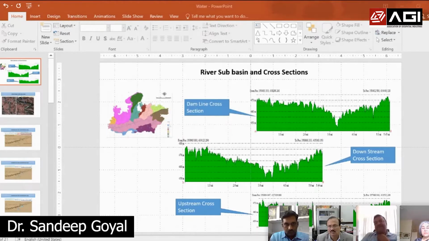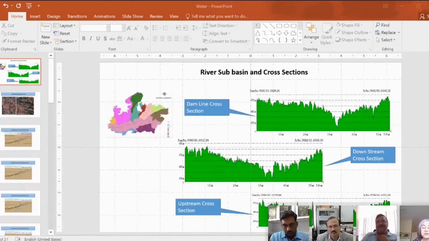Everything we did, and in just 15 days we could provide this information to the department, and they could do their planning much faster and with much more accuracy than what they were doing earlier. And also the cost of survey is reduced.